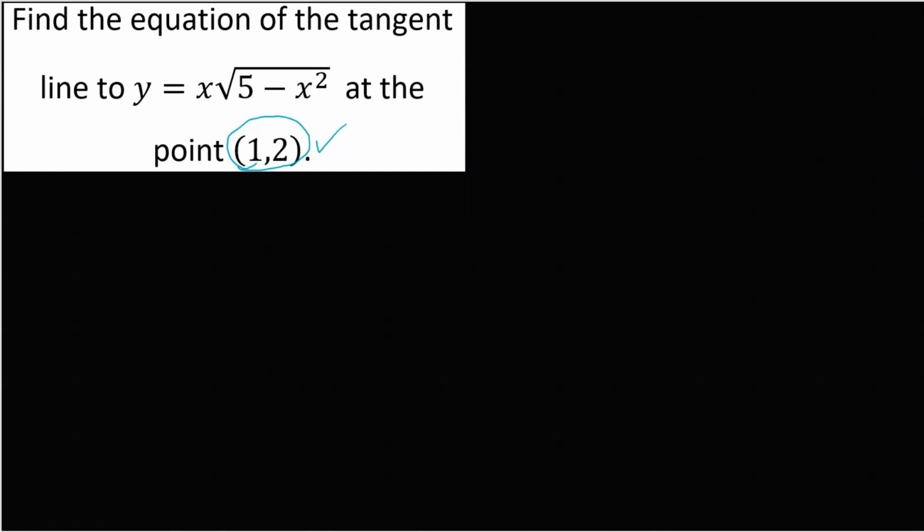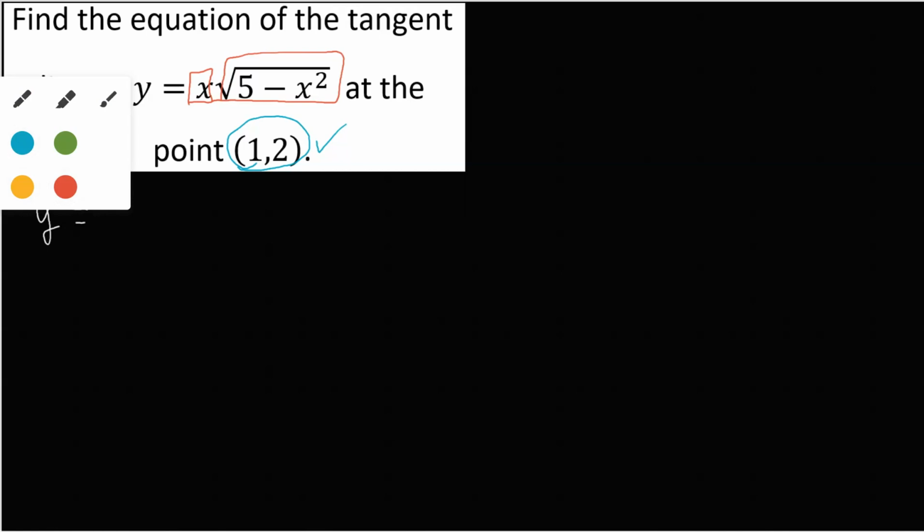Okay, and then what we are going to do is take the derivative of that function. The derivative is the instantaneous rate of change, which will give you the slope of the tangent line. So we are going to have to apply the product rule because here we have a product: x multiplied by square root of 5 minus x squared.